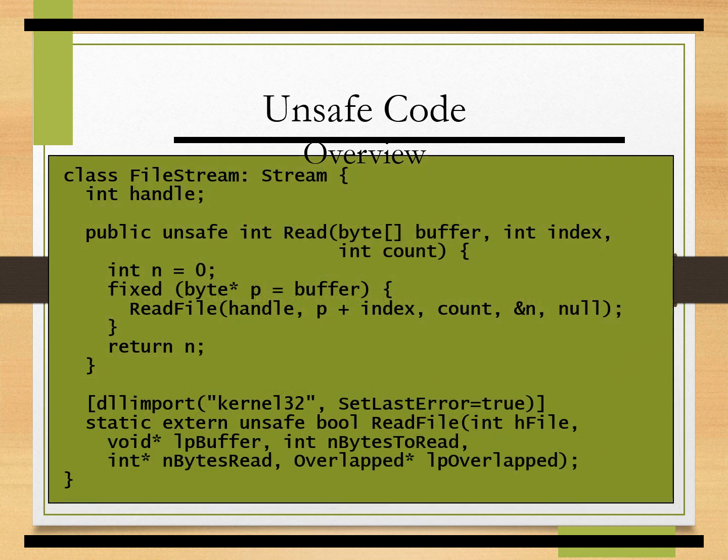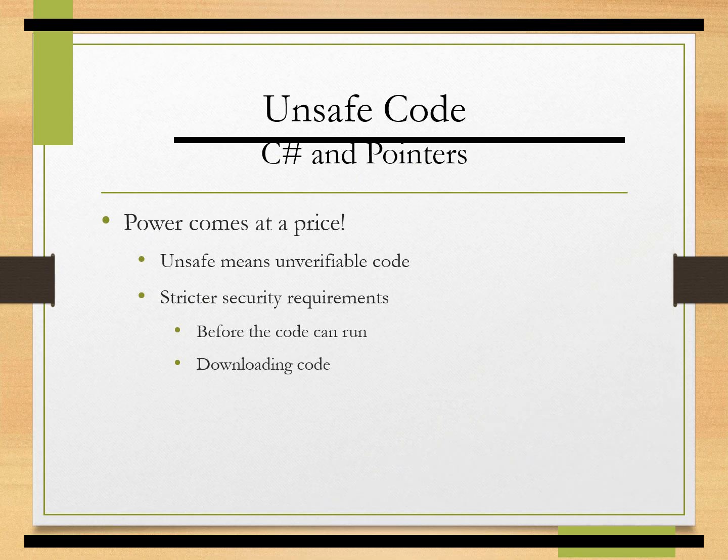If you see the file stream, the stream and the int handle, and public unsafe int Read with byte buffer. If you see the index, if count int equal to 0, fixed read file import kernel32 buffer. The buffer streams comes under the overlapped particular forms and scenario.